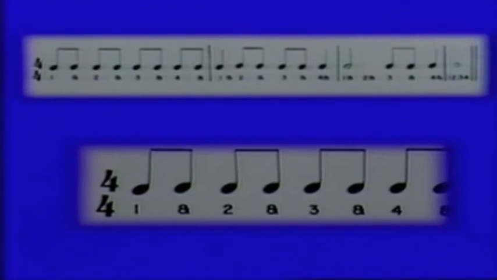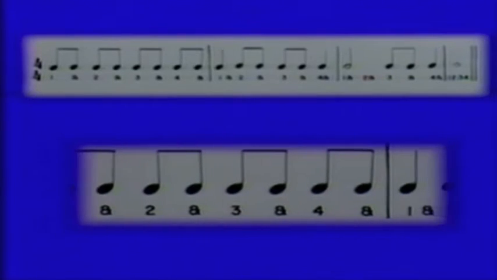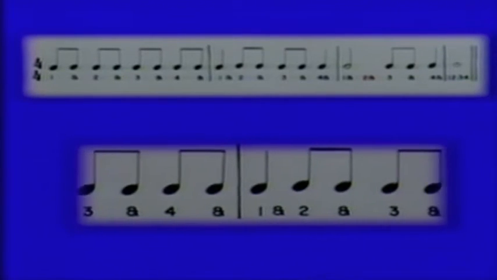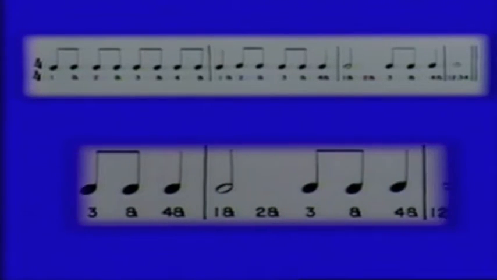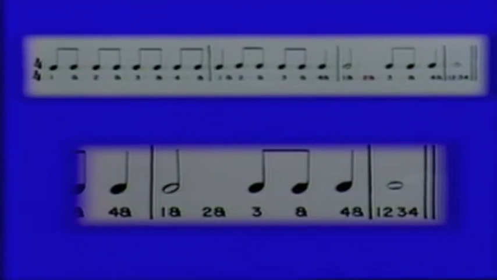1, 2, 3, 4. 1 and 2 and 3 and 4 and 1 and 2 and 3 and 4 and 1 and 2 and 3 and 4 and 1, 2, 3, 4.